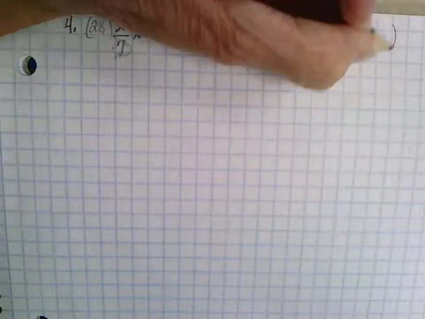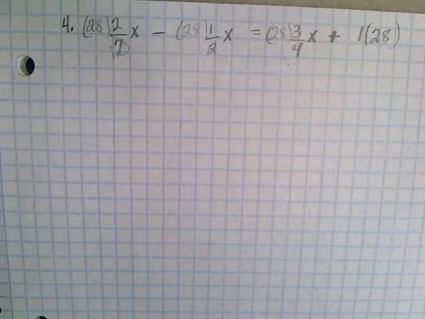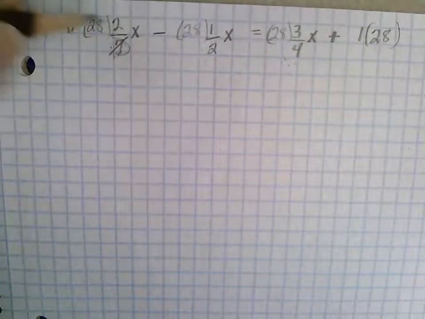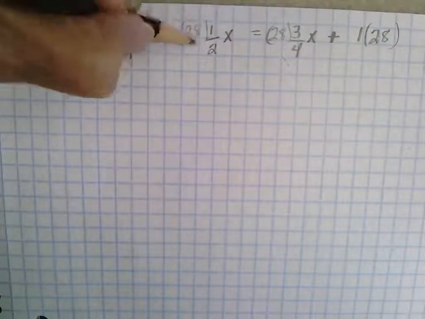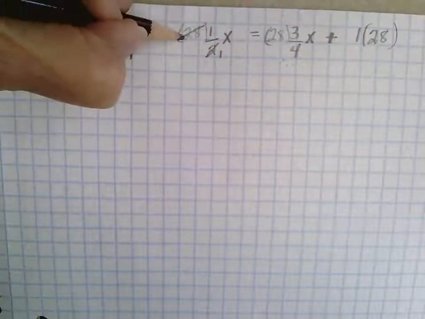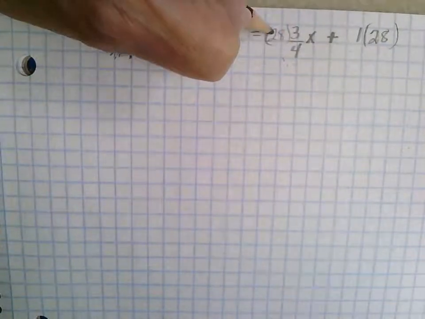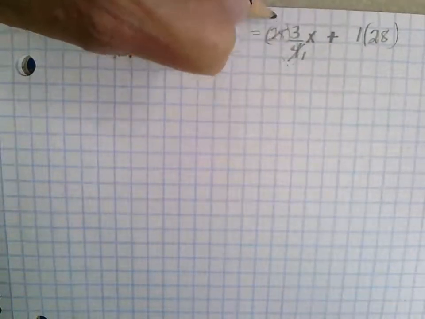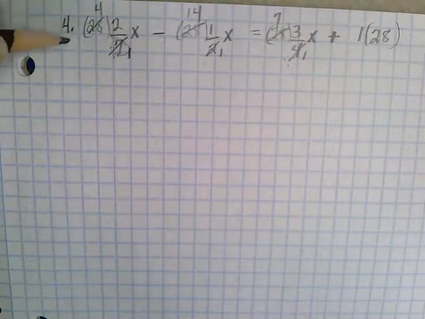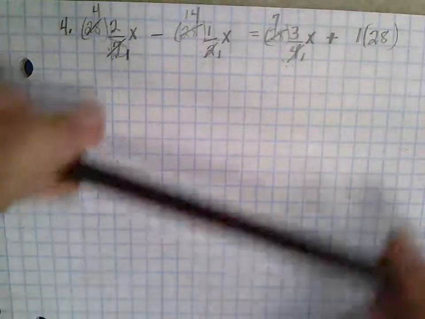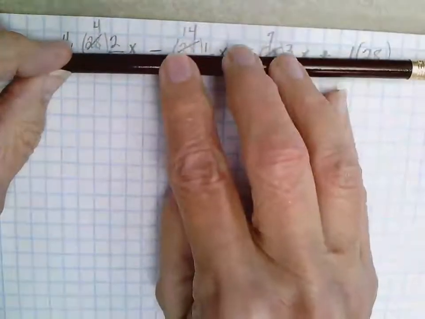And I have to multiply this 1 clear down at the end by 28 as well. So now I can cross cancel. 7 divided by 7, 28 divided by 7, 2 divided by 2, 28 divided by 2, 4 divided by 4, 28 divided by 4, and 28 times 1. So now that my denominators are all 1, I can just go ahead and do the multiplication across.